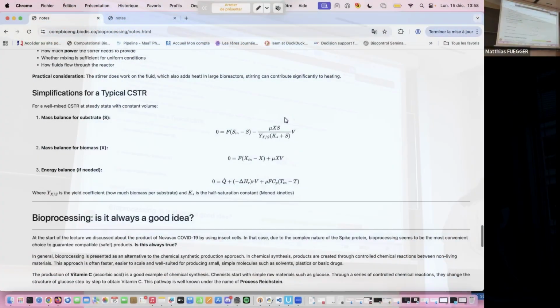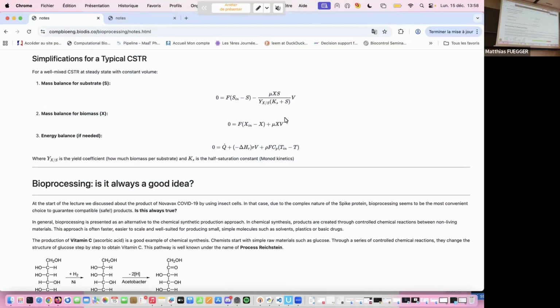So, okay, these are examples of the mass balance for the substrate, mass balance for the biomass, and energy balance on the system in a CSTR when we have a constant volume at the steady state, so we have no accumulation. So indeed, this term is zero. And this kind of equation can be really useful for the problem session.